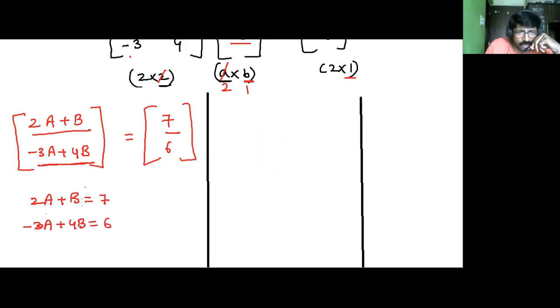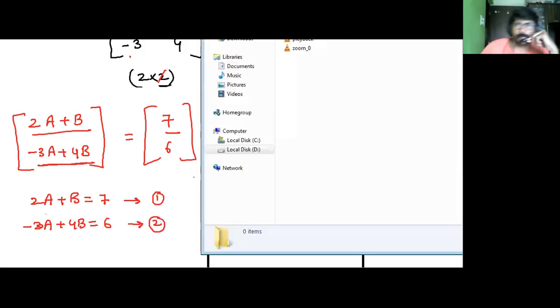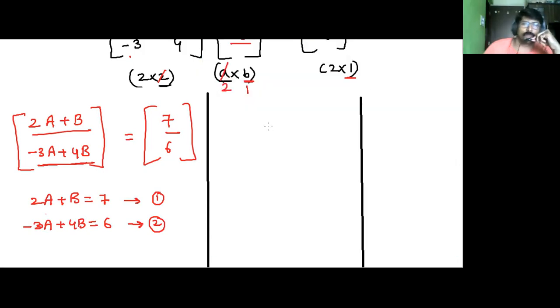Now guys, how should I solve these two simultaneous equations? So this is simultaneous equation number 1 and this is simultaneous equation number 2. Now we'll have to figure out how we're going to solve the simultaneous equations properly. And once you fix that, you will be able to get that A and that B, and then we're going to get the matrix X, isn't it? So how to do this?